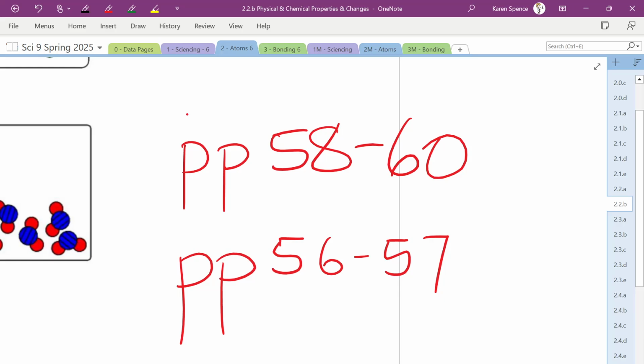I'm gonna put 58 to 60 as the homework, but I'll probably add the other ones because I think we'll have time to finish it mostly in class today. Okay? See how far you can get. I'll see if I add that on.